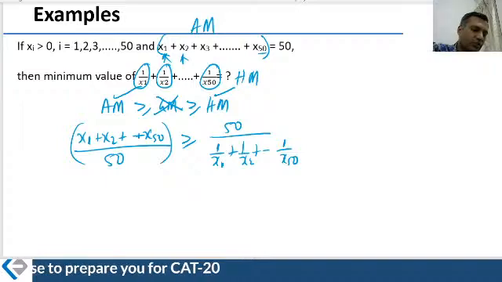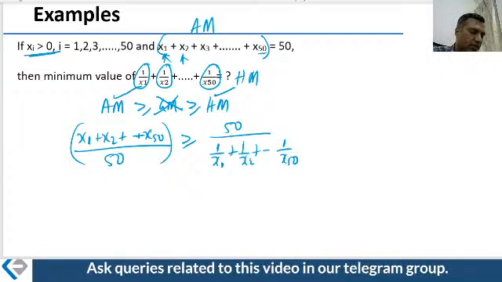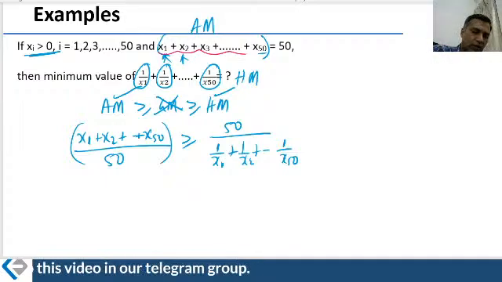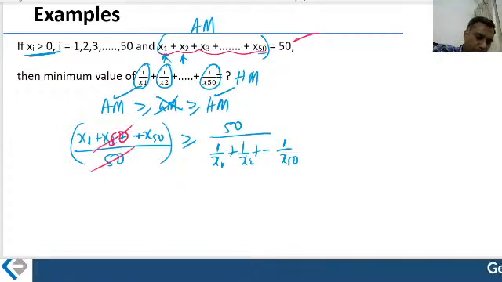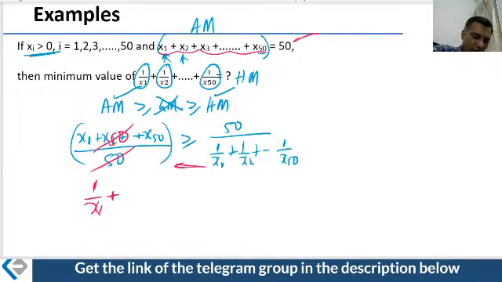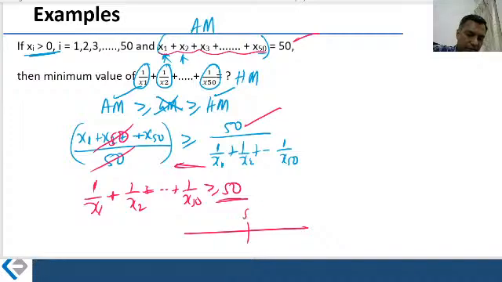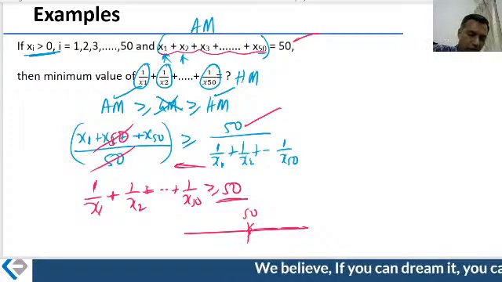Now all of them are positive real numbers, for all xi greater than 0, which means x1 is greater than 0, x2 is greater than 0, and so on. What is the value of x1 plus x2 up to x50? It is 50. So I can write this as 50. What is 50 by 50? 1. Now bring this to the other side: 1 by x1 plus 1 by x2, likewise up to 1 by x50, is greater than or equal to 50. That's your answer, which means this expression can take the value 50 onwards up to infinity.